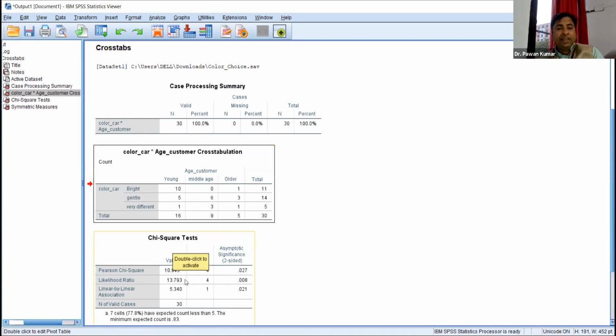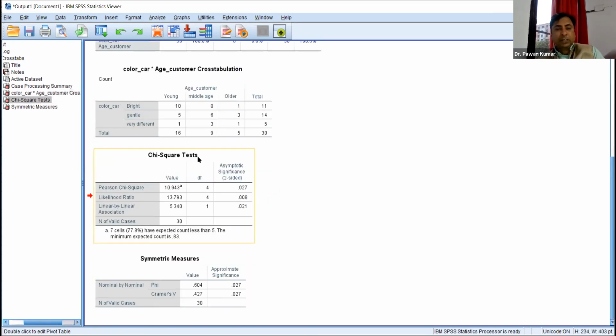And this is the chi-square test. This table is very important, where I come to know that the Pearson chi-square value is 10.9 and the p-value is 0.02, which is less than 0.05. So it means it is significant, the null hypothesis is rejected, and we accept the alternate hypothesis. So we can say there is a significant association between the choice of color and the age of the customer.